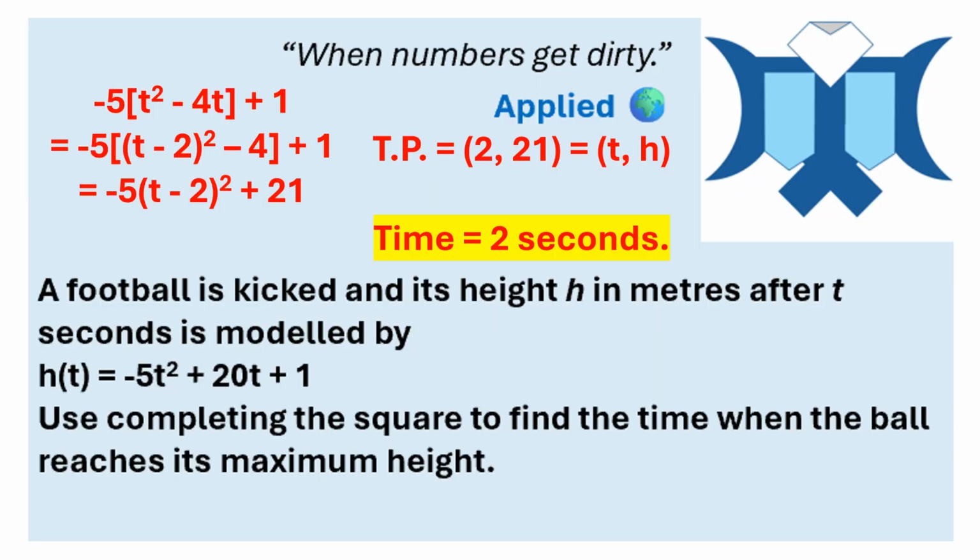For the applied section, it's a very simple kind of movement calculation. It's asking you where it's at its highest. So you're just going to find the turning point of the parabola. And then once you've found the turning point, it's the x-coordinate or the time coordinate that you want to find. So that would be 2 seconds.